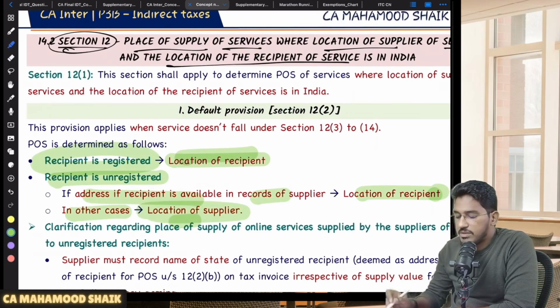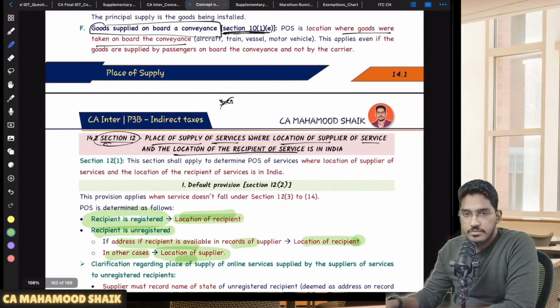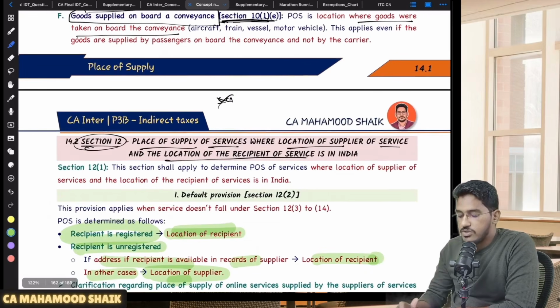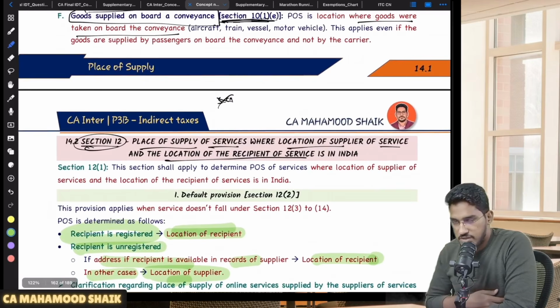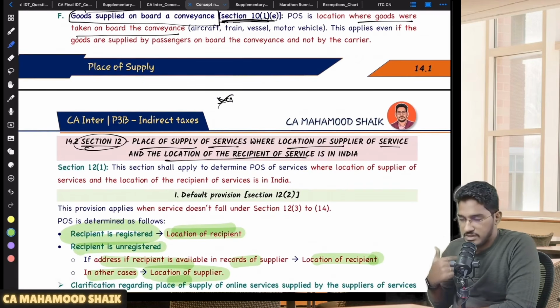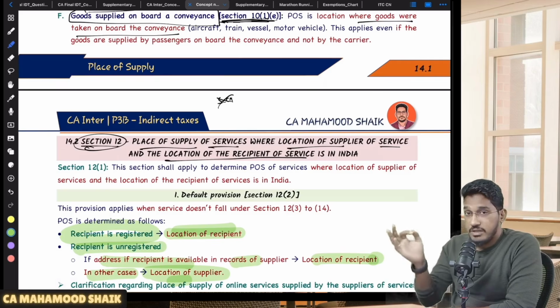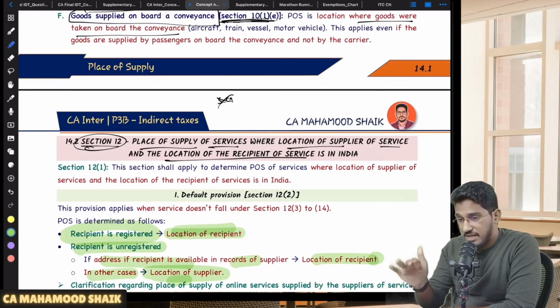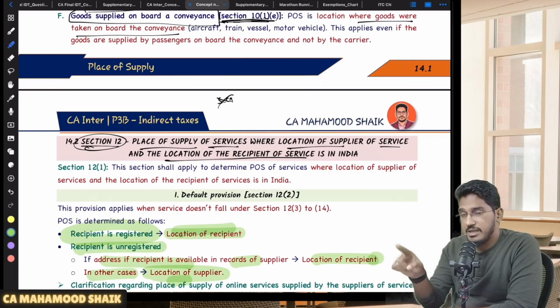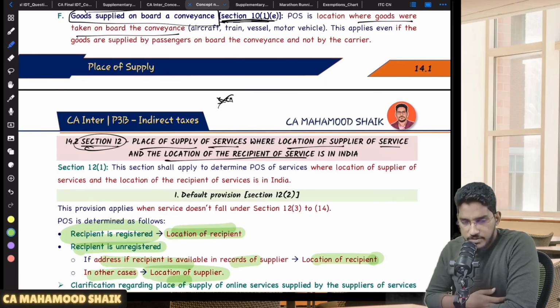If the address is not available, then the location of the supplier. Understood? Clear everyone? So this is what regarding default provision. Once again, if the recipient is registered, location of recipient. If the recipient is unregistered, you have to check whether the location of recipient is available in your records. If not available, location of supplier. That's all here. This is what regarding default provision.